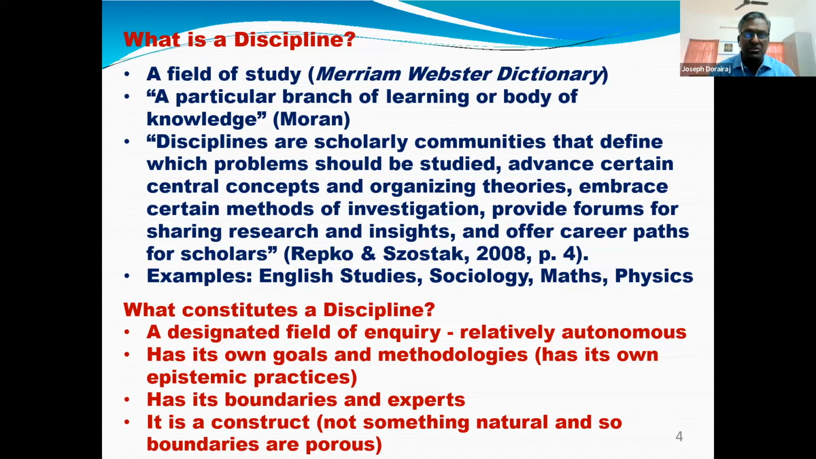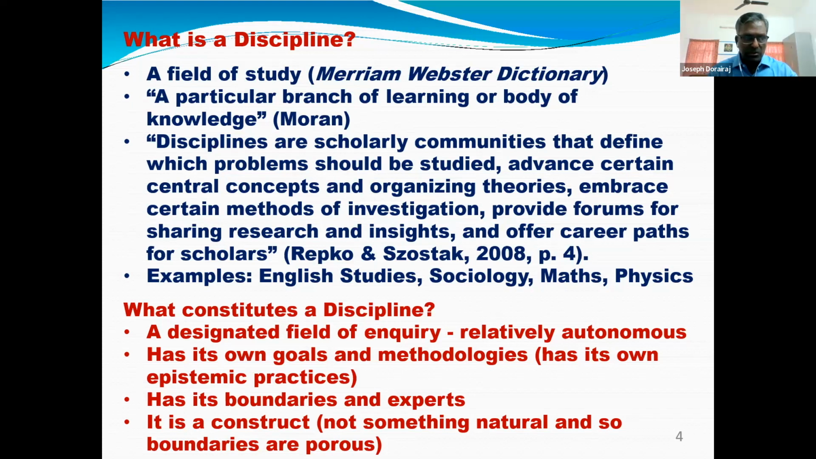I have one more definition. So who are the authors? I have acknowledged it. This is from their publication in 2008. So according to these 2 authors, disciplines are scholarly communities that define which problems should be studied, advance certain central concepts and organizing theories, embrace certain methods of investigation, provide forums for sharing research and insights, and offer career paths for scholars. Okay, so these are the 3 definitions. So the question is, what is a discipline or what is a subject?